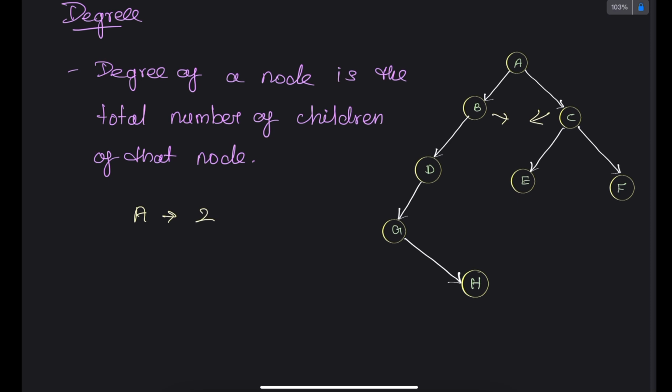Then B has only 1 child, which is D, so its degree is 1. Then D has only 1 child, which is G. And G has only 1 child, which is H. And C has 2 children, one is E and one is F, and this is the way we calculate the degree. So the degree of a node is the total number of children of a node.